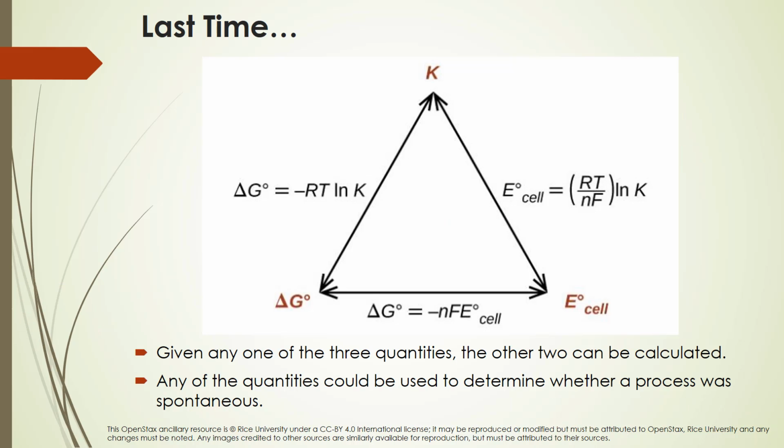Alright, so last time we talked about the relationship between the standard free energy, the equilibrium constant, and the cell potential. And notice that all of these are related. The free energy is related to the equilibrium constant. We can also relate the free energy to the cell potential. So basically, if we have one of these three quantities, then we can calculate the other two. Also notice that we can use any of them, the standard free energy, the equilibrium constant, or the cell potential, to determine whether a process or a reaction was spontaneous.